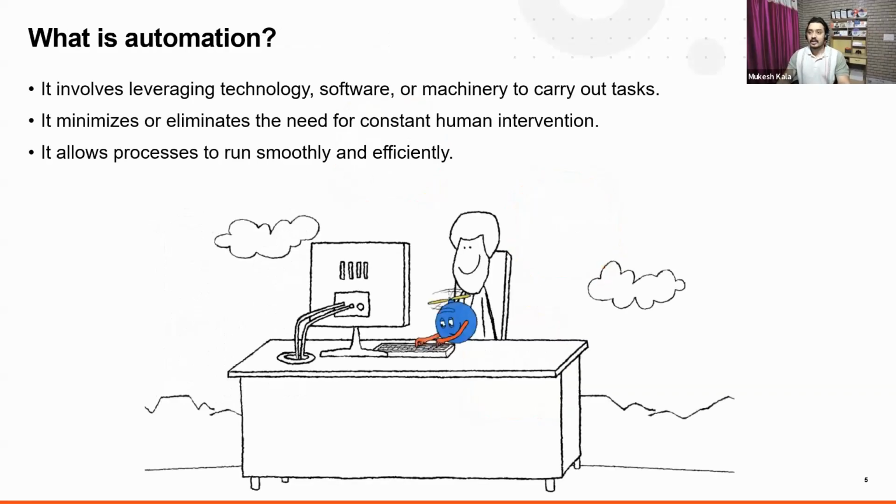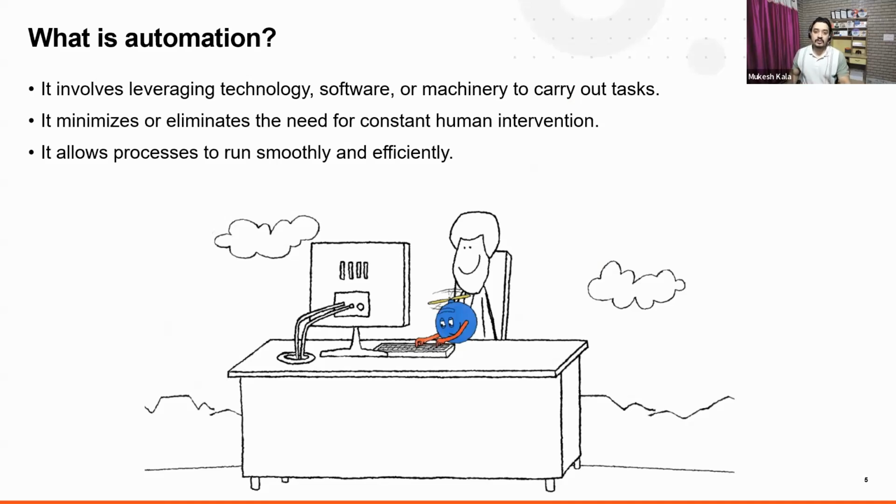Right now, what exactly is automation? Whatever today you are able to do with the help of keyboard and mouse, you have a robot which is doing the task for you. And to build that robot, we use something which is called automation. In other words, robotic process automation.